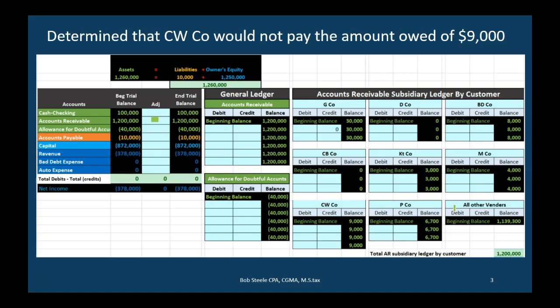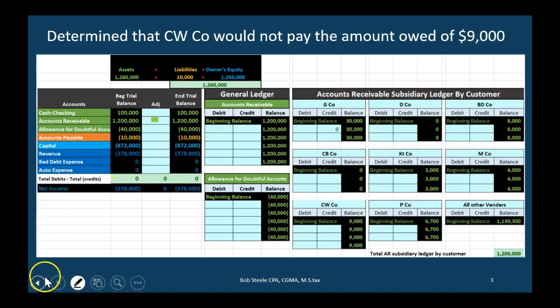Note that this thing could be very long. This subsidiary ledger could be very long, and we could have a professional accounts receivable employee just tracking this information, which would be dealing with this report a lot. All other customers add up to 1,139,300, and that means that if we add all those up, it adds up to 1,200,000. So note that the receivable subsidiary ledger ties out to the general ledger, ties out to the trial balance.